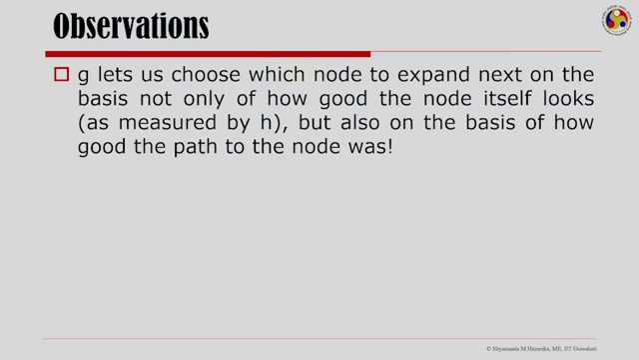The g that I am using in the A star algorithm lets us choose which node to expand next on the basis not only of how good the node itself looks as measured by the heuristic function, but also on the basis of how good the path to the node was. Therefore, g carries a lot of weight.